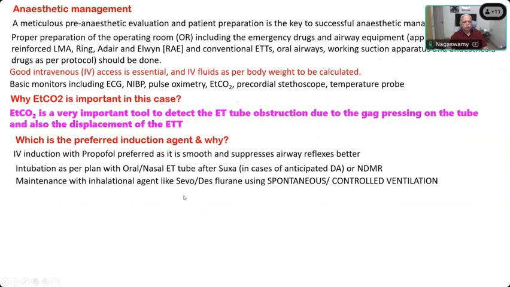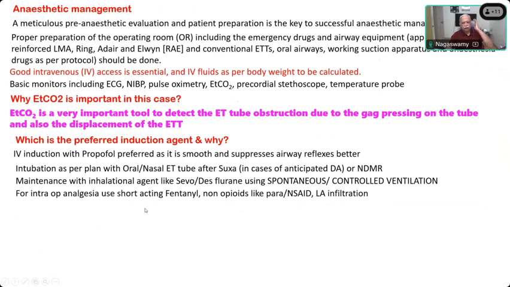Maintenance with inhalation agents like sevoflurane or desflurane. You can go for spontaneous ventilation if your surgeon is very fast. The surgeon with whom I used to work during my early days of practice used to finish both-side tonsillectomy in 10 minutes. So I have never controlled the ventilation, having done about 800 cases with him. By the time the patient comes out of the succinylcholine effect, he will finish the surgery. So in such cases, spontaneous ventilation can be allowed. Otherwise, you have to go for controlled ventilation.